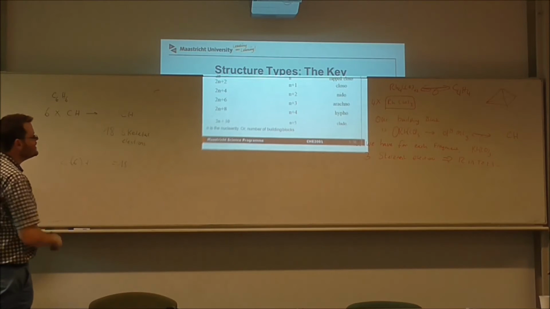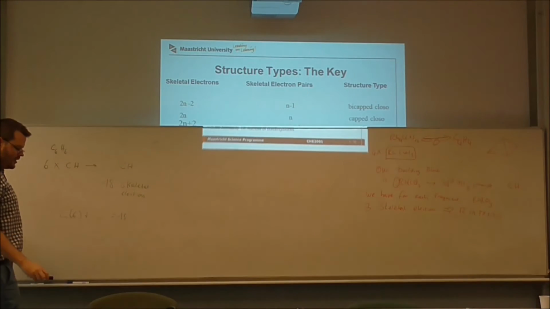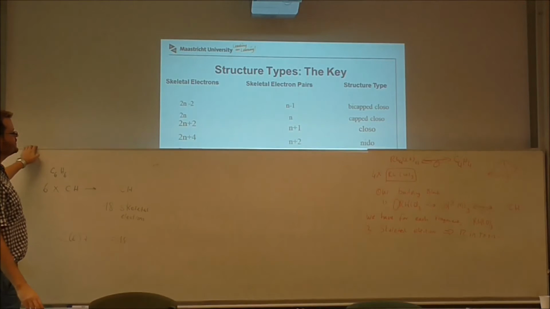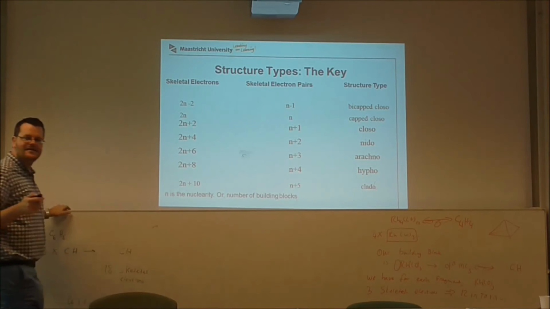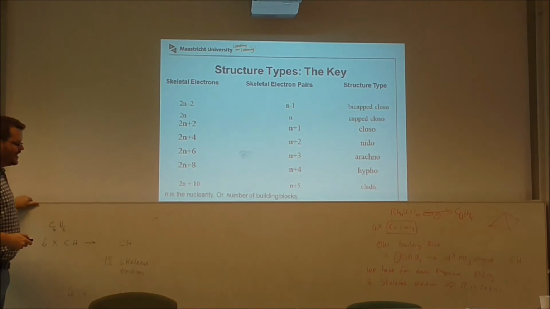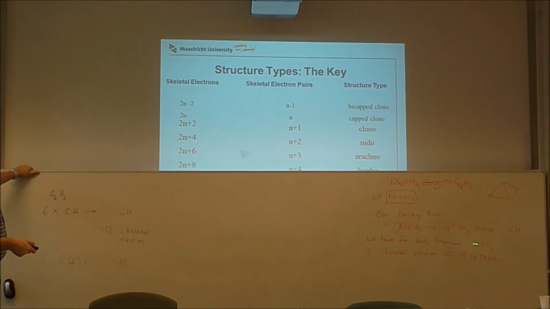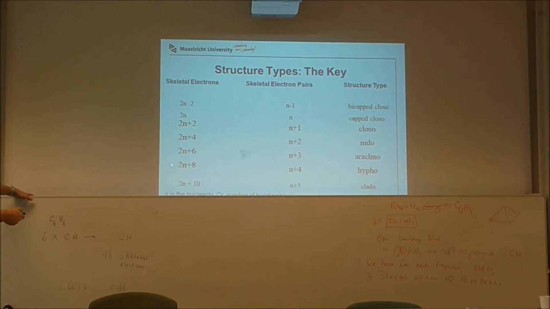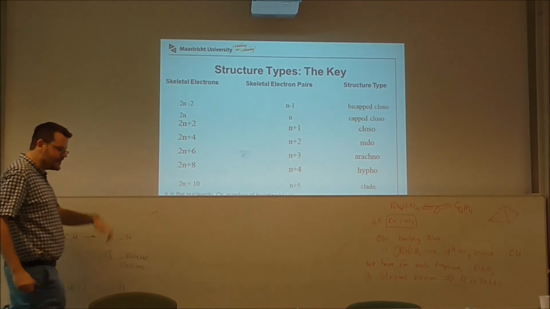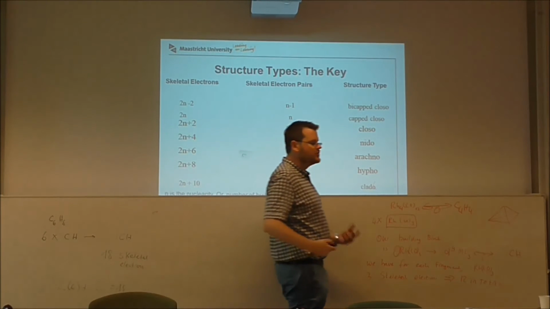Now, if the nuclearity is 6 and we have a plus 6, what do we have? The important thing is to find the plus what. There it was plus 4, here it was plus 6. If it's plus 4, it's nido. If it's plus 6, it's arachno. If it's plus 8, it's hypo, and so on. Now what does that mean? It means that benzene has what sort of a structure?